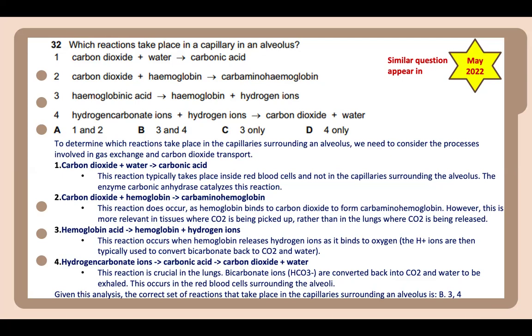Statement 3. Hemoglobinic acid produce hemoglobin and hydrogen ions. This reaction occurs when hemoglobin releases hydrogen ions and binds to oxygen. Statement 4. Hydrogen carbonate ion to produce carbonic acid and to produce carbon dioxide and water. This reaction is crucial in the lung. Bicarbonate ions are converted back into carbon dioxide and water to be exhaled, and this occurs in the red blood cells surrounding the alveoli. Given this analysis, the correct set of reactions that take place in the capillaries surrounding an alveolus is statement 3 and 4.